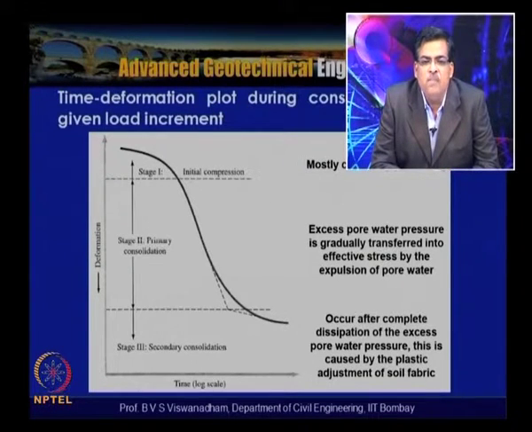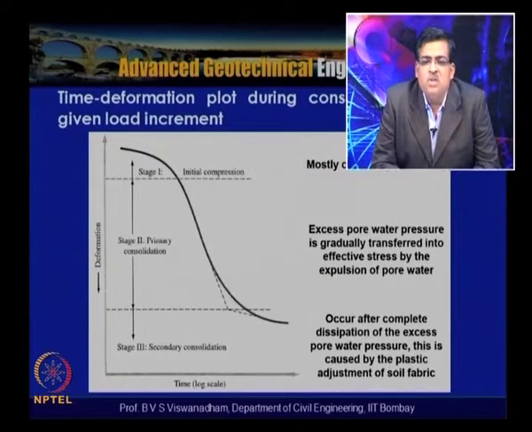Initially stage 1 occurs because of the readjustment of the particles, and some elastic strains or raveling of the particles takes place. In stage 2, the primary consolidation, the soil particles undergo irrecoverable changes. In the secondary consolidation, under the constant effective stress, the void ratio continues to fall. This is because of the certain nature of the soil, so this is prevalent.